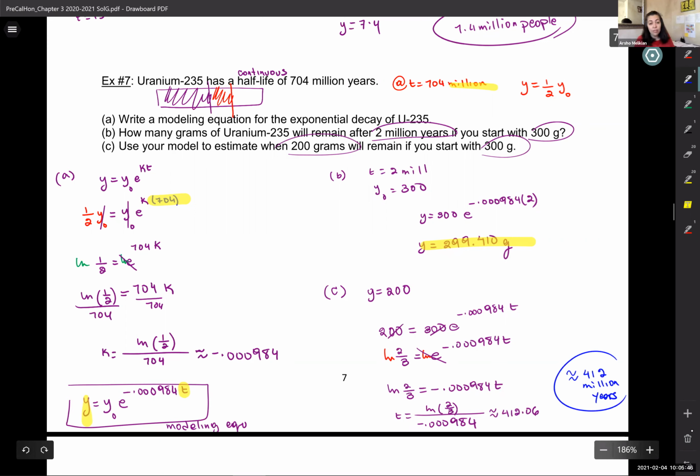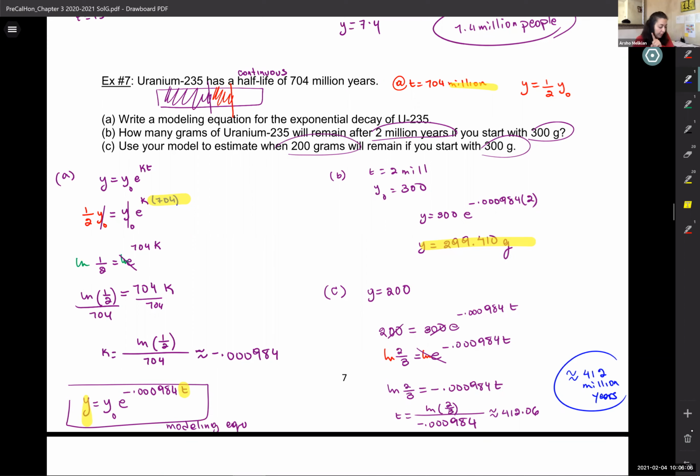Does that make sense to you? Right? Is that what we kind of predicted? Yeah? 2/3 will remain, so it won't quite be half of the 704.